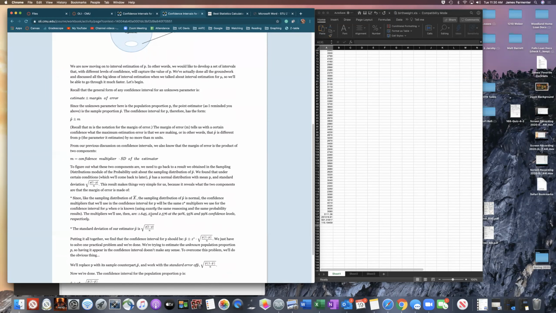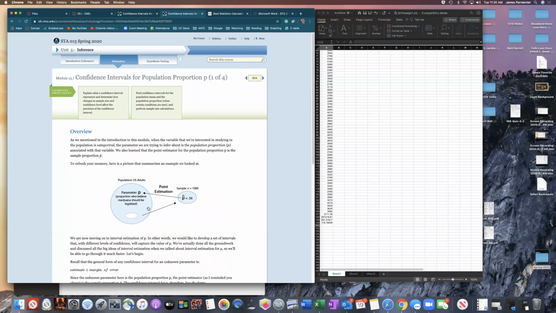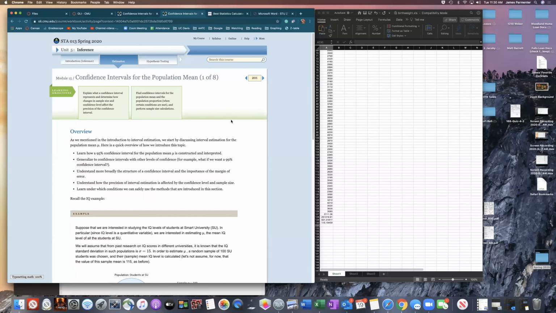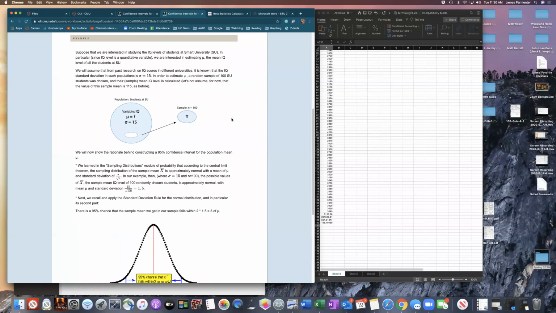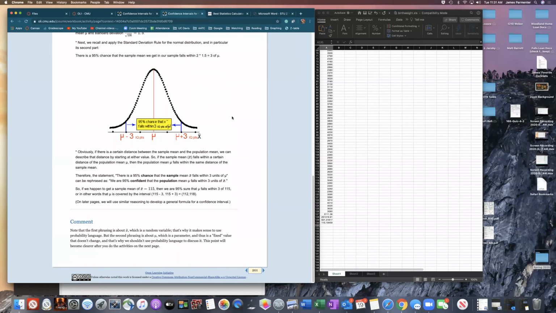The 2 here, I don't love that. I don't know why that's 2 and not 1.96. That bothers me. Let's look further back. Let's go back to the beginning of this, because I'm wondering why they're able to say 2 there and not 1.96. Huh. I don't have a good answer.